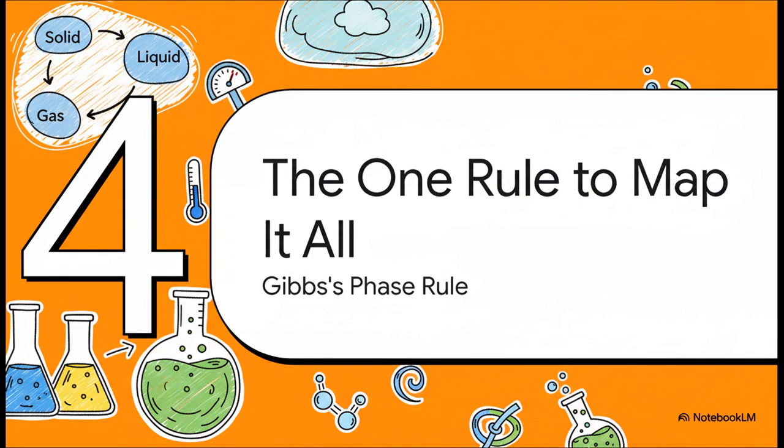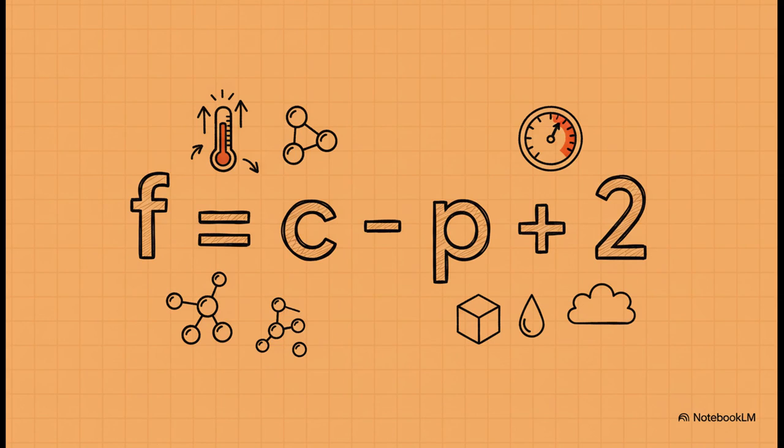Well, you're in luck. It turns out there is a master code. There's a single, incredibly powerful equation that lets us map out the behavior of pretty much any system you can think of. It's called Gibbs's phase rule. And honestly, it's one of the cornerstones of physical chemistry. And there it is. Looks pretty simple, right? F equals C minus P plus 2.